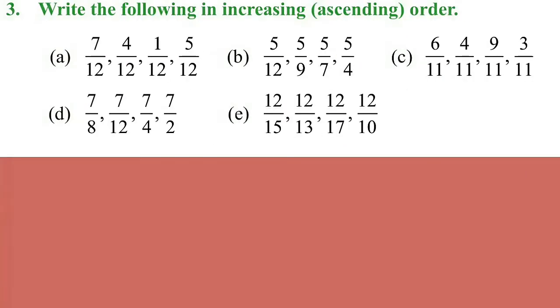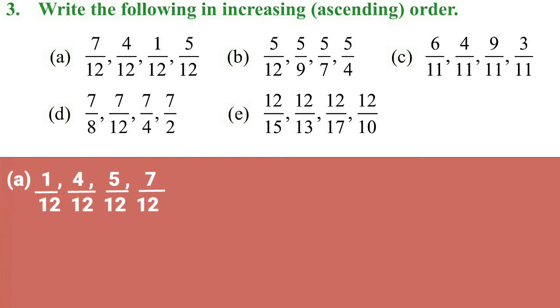Third part is write the following in increasing ascending order. Increasing order or ascending order means सबसे पहले हम smallest number लिखते हैं, then greater and then greater and then the greatest, right? So here these are some given fractions. Here A part is 7 by 12, 4 by 12, 1 by 12 and 5 by 12. Here you can see denominators are same, so process will be like this, means सीधा process होगा इसका. So answer is A part 1 by 12, 4 by 12, 5 by 12 and 7 by 12, right?